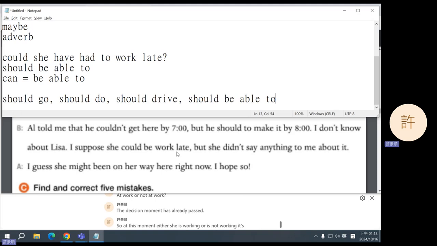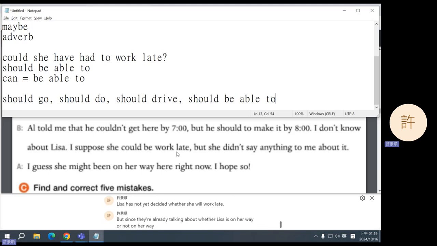It's not a choice, it's only two possibilities. If you say she could work late, that means the moment has not yet arrived. Lisa has not yet decided whether she will work late. But since they're already talking about whether Lisa is on her way or not on her way, she has already decided whether she is working late or is not working late. So it should be, could be working late.